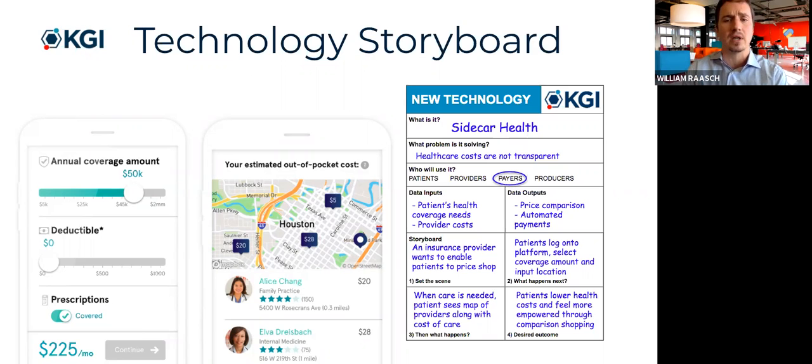So the inputs are the patient's health coverage needs, as well as the provider costs. And the outputs are the ability to enable these patients to do price shopping, right? So why don't I compare how much a given procedure is going to cost downtown versus midtown, something like that.